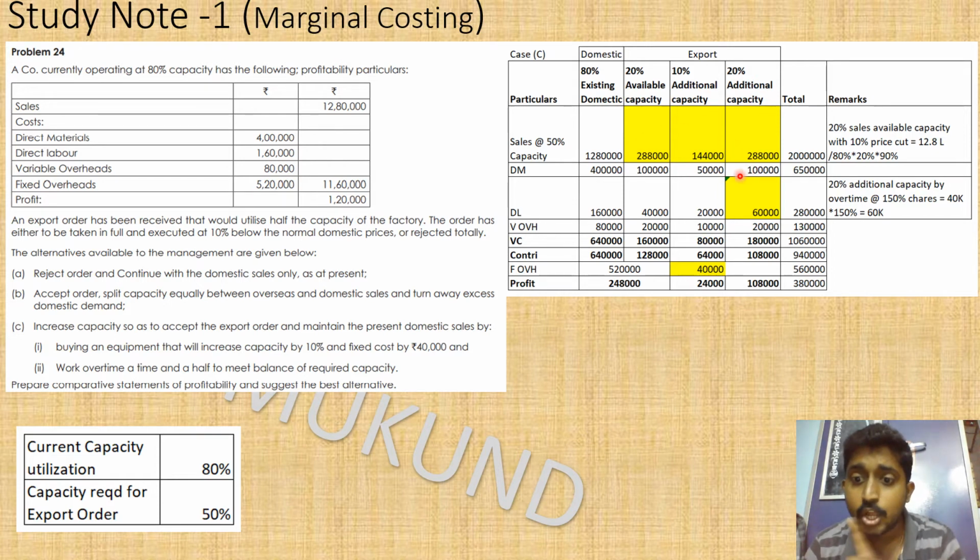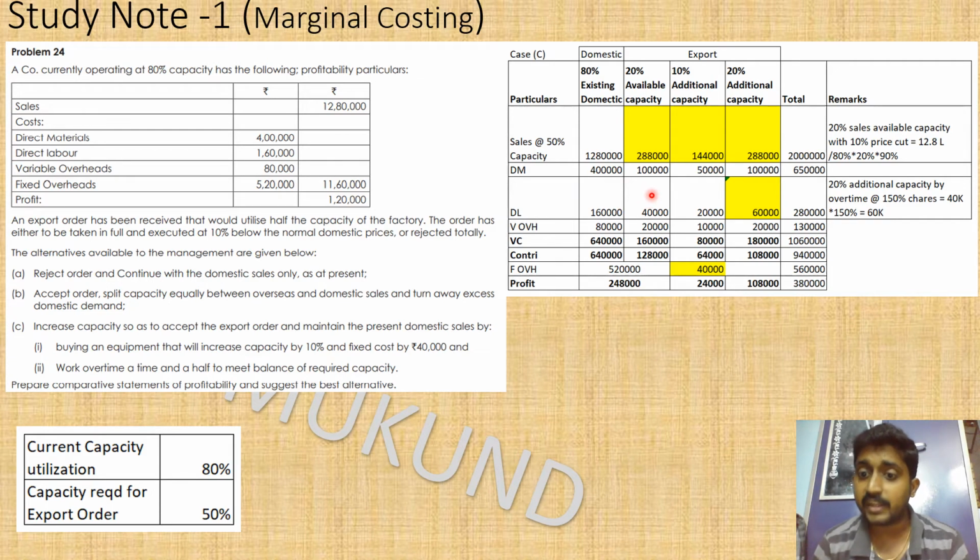Direct materials, no change. Variable overheads also no change, but there is a change in the direct labor. So what is said in the question? Work overtime at a time and a half to meet the balance, which means if you spend 1 hour at the normal rate, you are going to spend 1.5 hours. If you are going to spend 1 rupee, you are going to spend 1.5 rupees for the overtime.